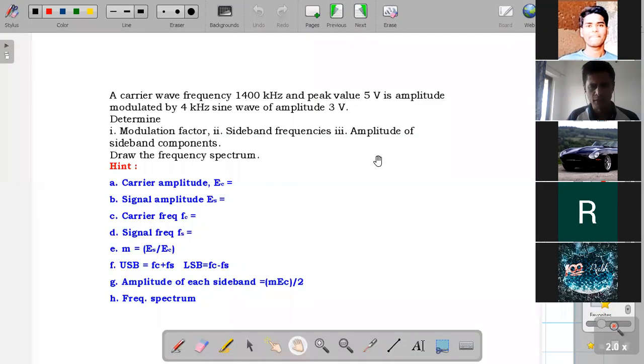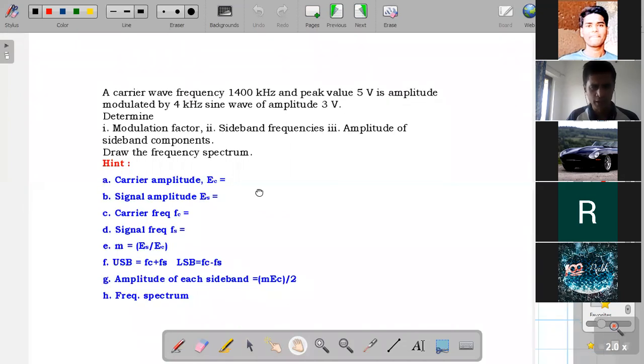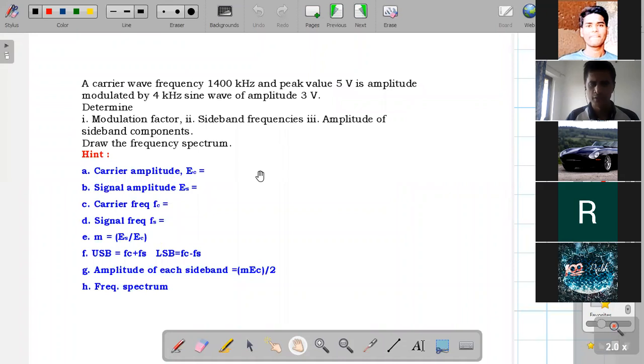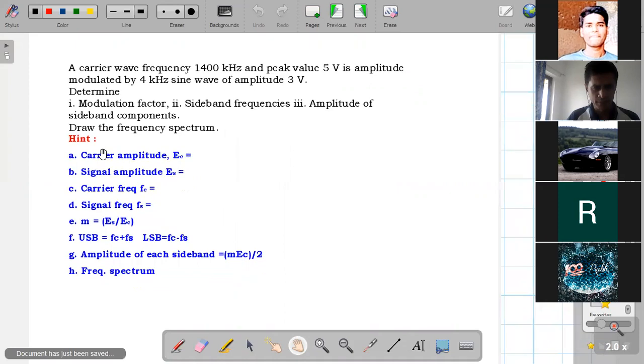Now, dear student, can you solve this problem? A carrier frequency of 1400 kilohertz, peak value 5 volt amplitude, is modulated by a 4 kilohertz sine wave of amplitude 3 volt. Determine modulation factor, sideband frequency, upper, lower, amplitude of each sideband, that is M EC by 2, and then draw the frequency diagram. I have already given a hint.